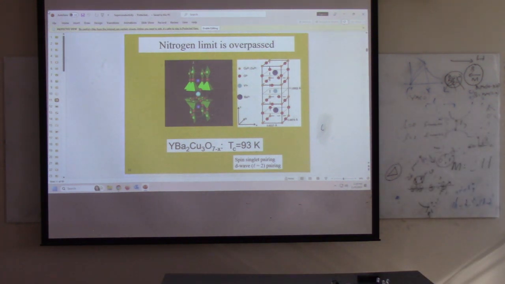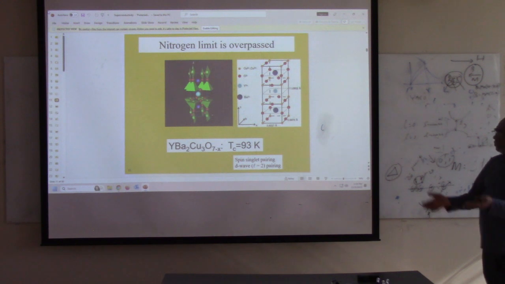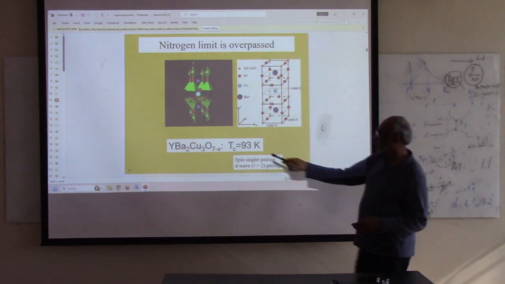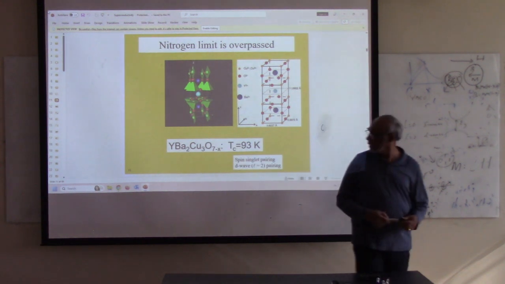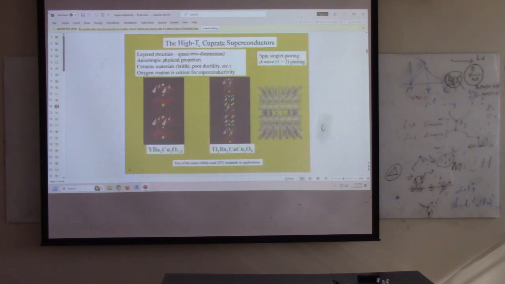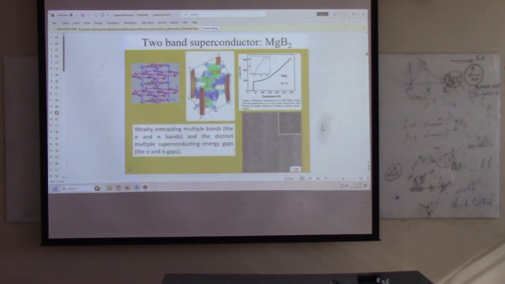You can see the structure, that was very easy to make, just ceramic, right? Just take yttrium, barium, copper and just pelletize it and heat it in an oxygen environment. So you can easily make the material. Then there are some other still similar structures, copper oxide.